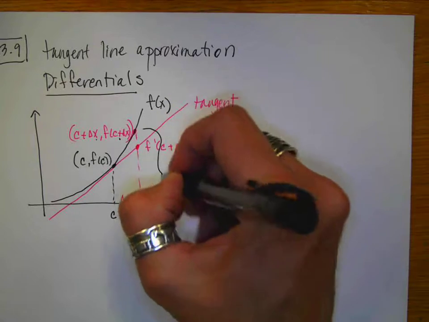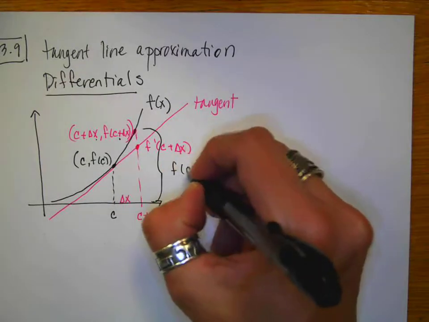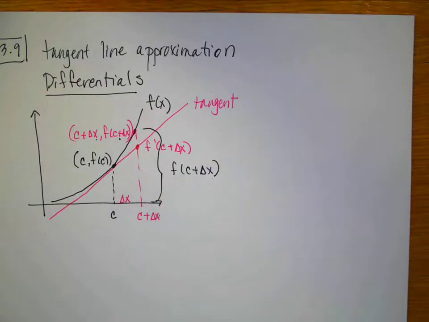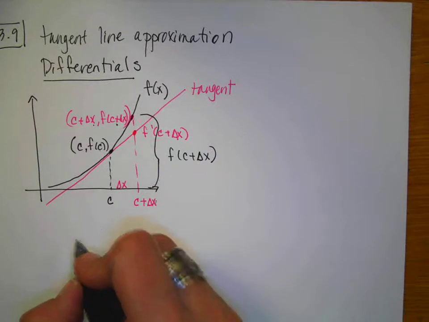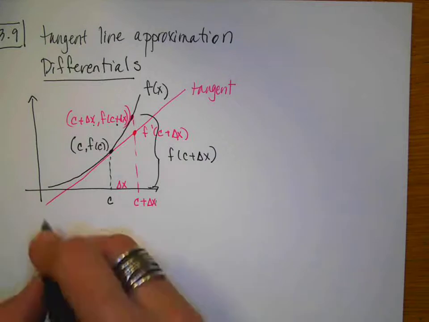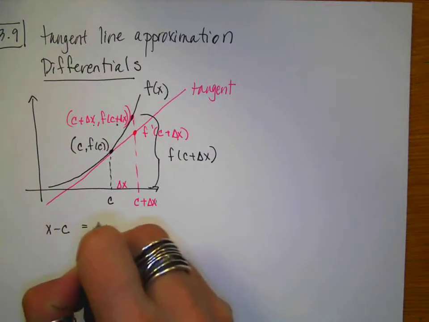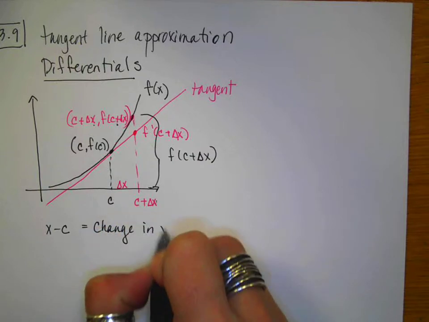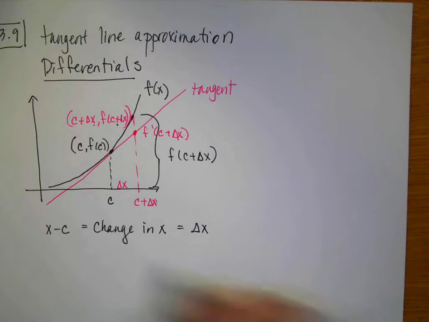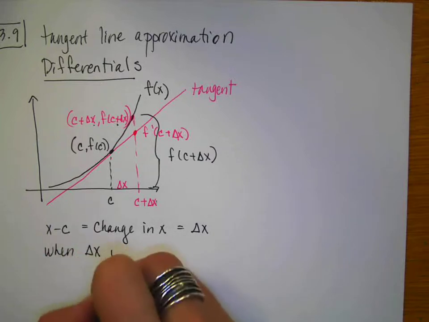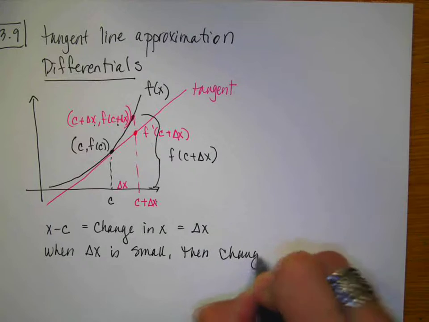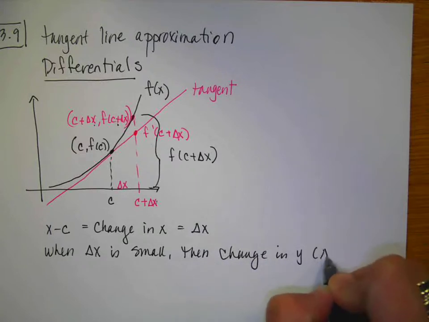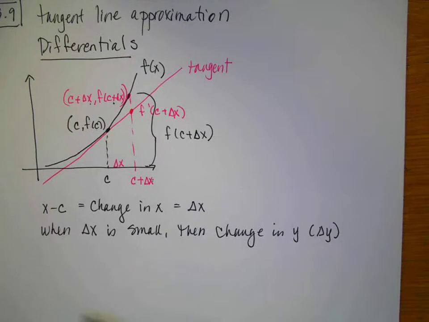What other things can I add to our diagram? I think what we want to do is add this. It's important to notice that this is f of c plus delta x, okay? And then I think that's enough for the time being. So we're going to use our situation here to approximate values on our graph. And then I'm just going to write a little bit more information. I'm going to write x minus c is going to be the change in x, and we're going to call it delta x. And then when delta x is small, then we have the change in y, or we're going to call it delta y.